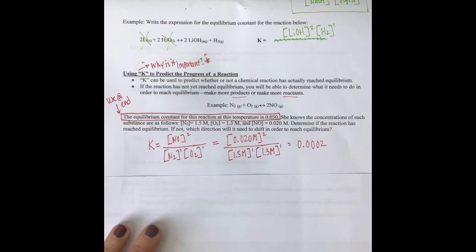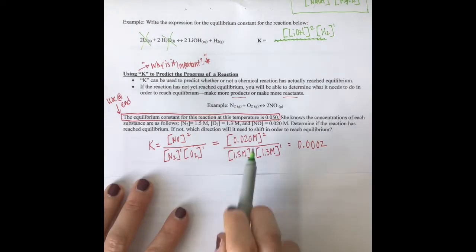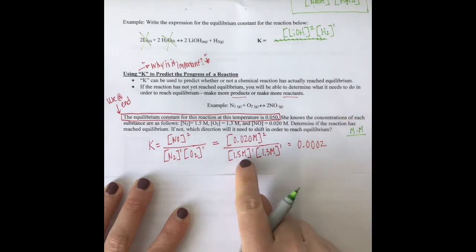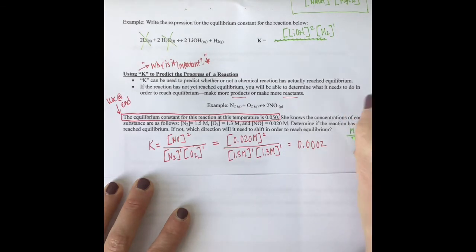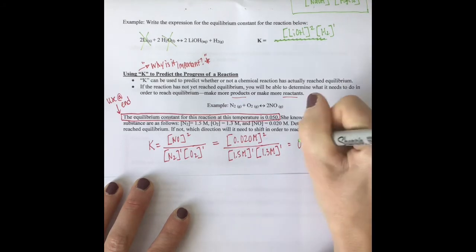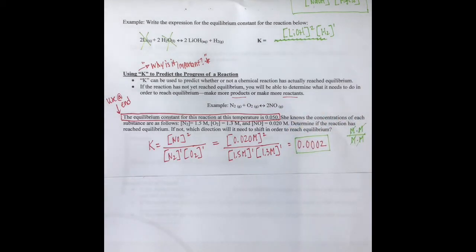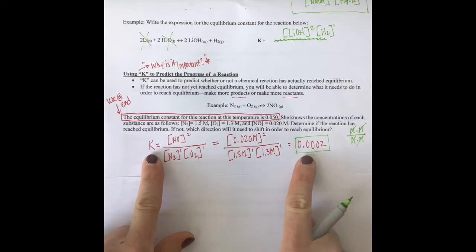What units should I have? This will be a good review from last week. On the top, I have molar squared, and on the bottom, I have molar times molar. Top, bottom, everything cancels out. So I actually don't have any units for K in this problem. Okay, so we have our K value.